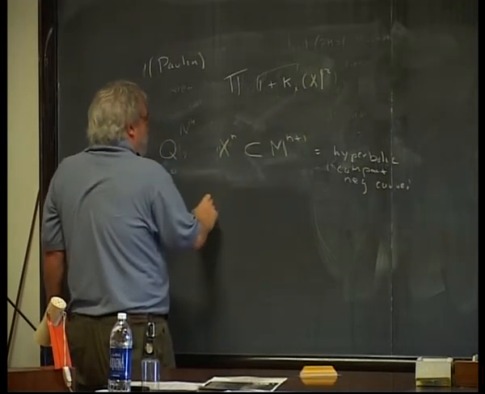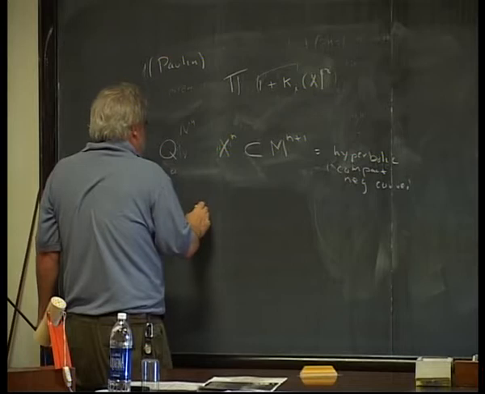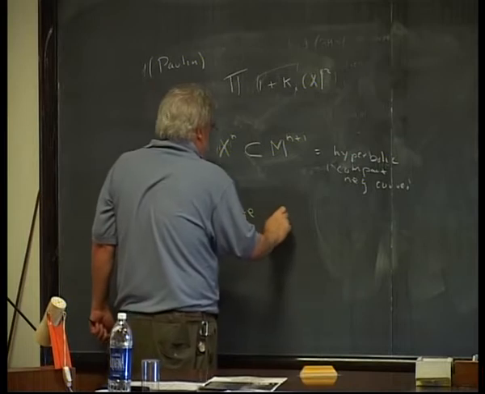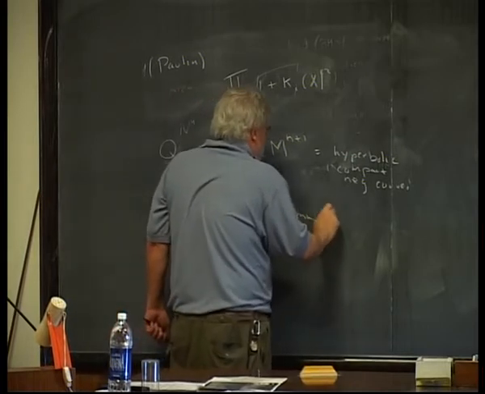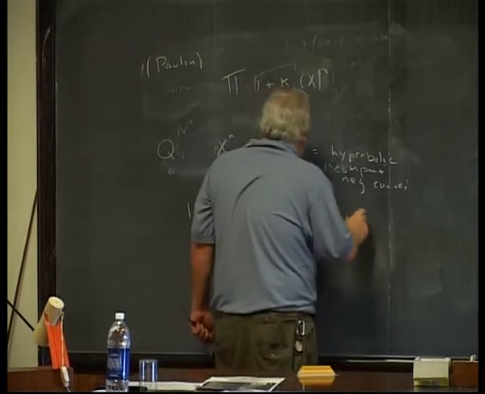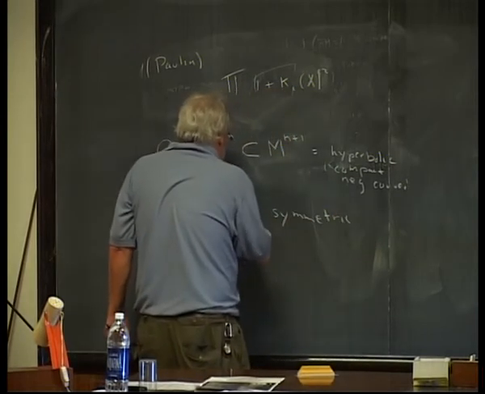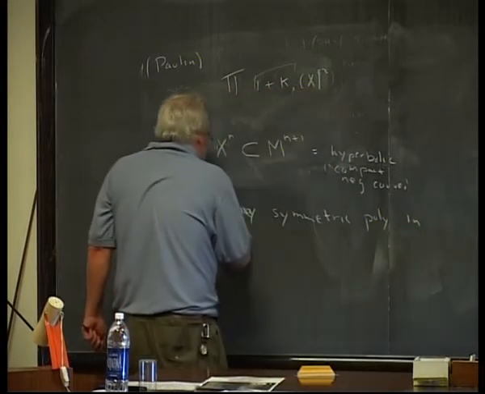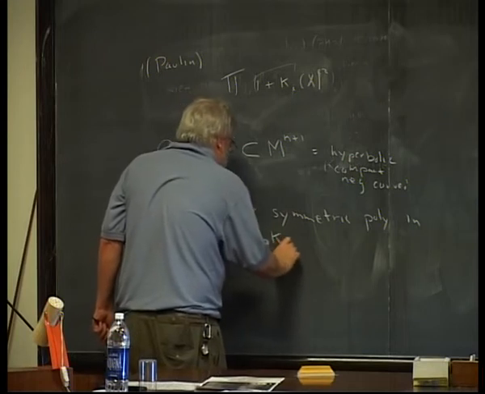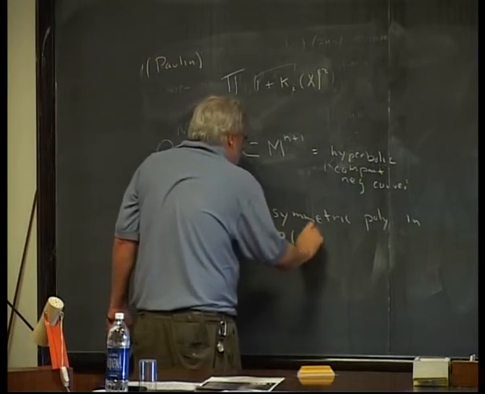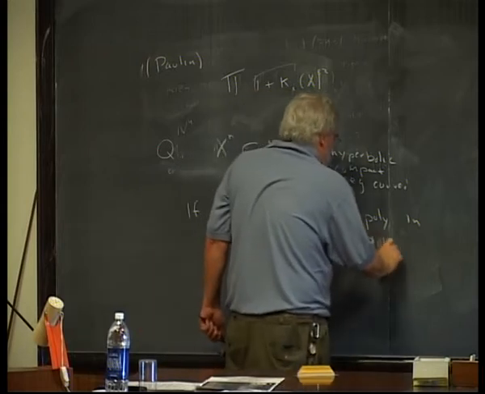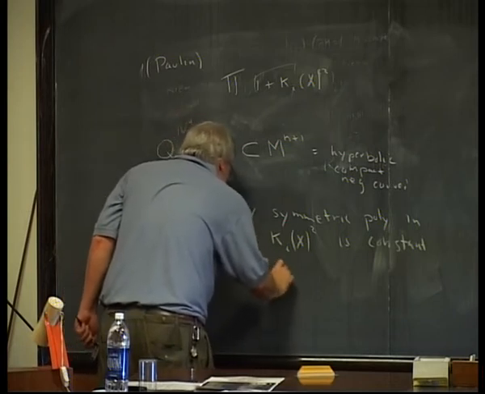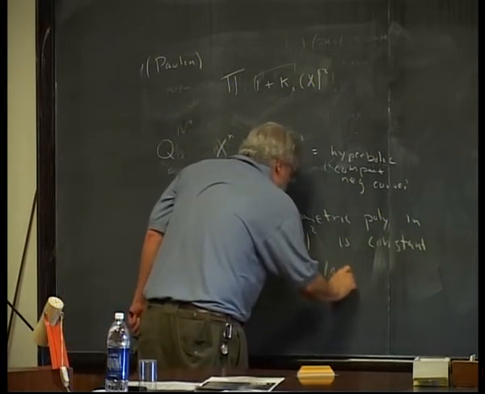And we had this hypersurface in it, and we had its principal curvatures. And the question was, if some symmetric polynomial, any symmetric polynomial, I think, in the k_i's or k_i squareds is constant, does that imply that X is locally symmetric? I got that wrong?